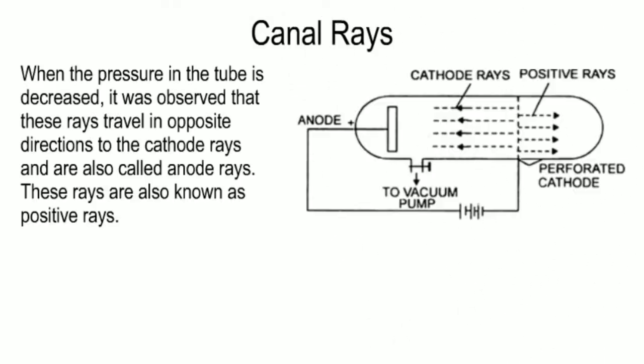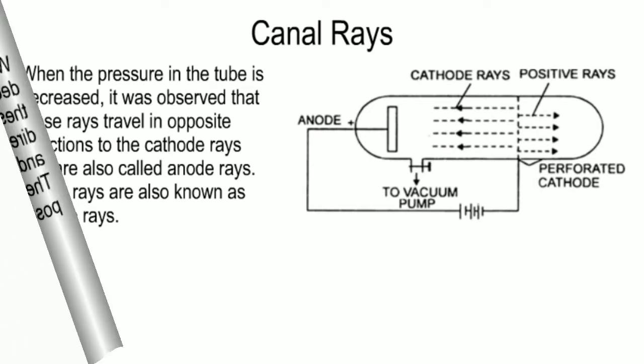Canal rays. When the pressure in the tube is decreased, it was observed that these rays travel in the opposite direction to the cathode rays, and are also called anode rays. These rays are also known as positive rays.